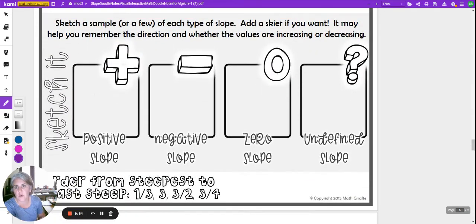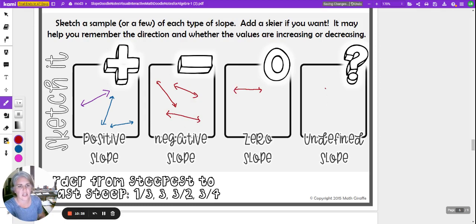All right, so then it says sketch a sample or a few of each type of slope. So positive lines are going to have slopes that are going up as I move left to right. So we might be going steep, might be really steep, might not be so steep, might be almost horizontal, but not quite. It's going up a little bit. So these are all lines with a positive slope. Lines with a negative slope would be going down as we go left to right. Again, the steepness may vary, but what makes it negative is the fact that it's going down as we move left to right. Lines with a zero slope are just horizontal lines, and lines with an undefined slope are vertical lines. Pretend that's straight up and down. Vertical lines have an undefined slope.